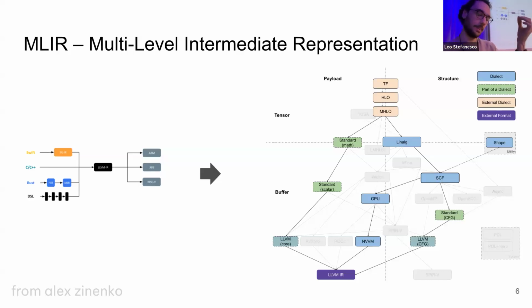And then the translations between these dialects are much simpler. For example, going from linear algebra to structured control flow means that you transform a matrix multiplication into nested loops, which is a very self-contained translation and very reusable because it can be used in many different contexts in many different compilers. And then usually at the end, you just compile this to LLVM-IR, which is embedded as a dialect in the system.